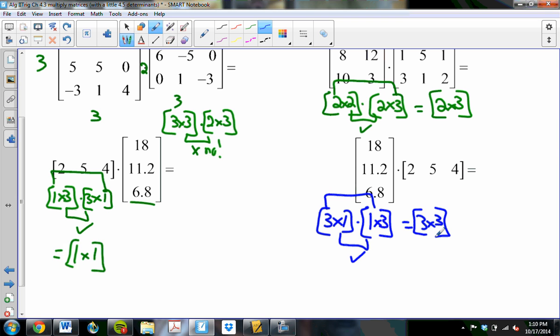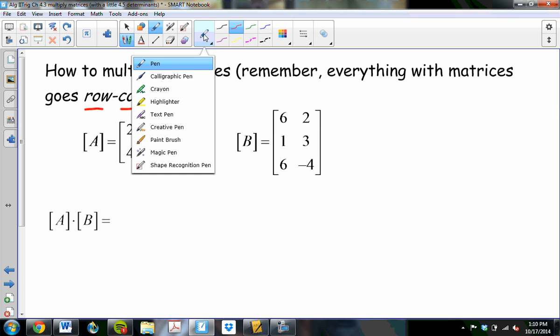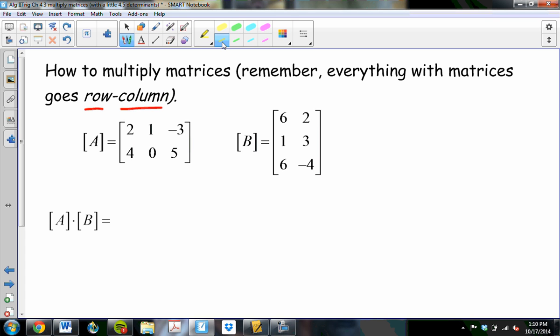Okay, so that's when you know if you can or can't multiply, and then what you're going to get. Here we'll work on the actual multiplying of the matrices. Remember, everything that you do with matrices goes row, column. This is going to seem very strange at first, but watch this video a few times if you need to. I'm going to take my highlighter, and you might want highlighters or colors when we do this. First I'm going to do this row, 2, 1, negative 3, and put it onto this column. This row here multiplies onto this column here.